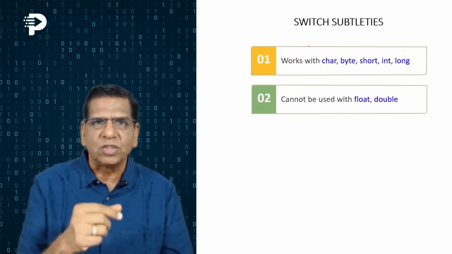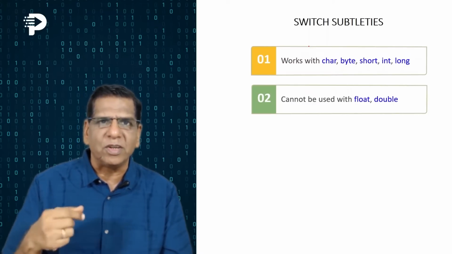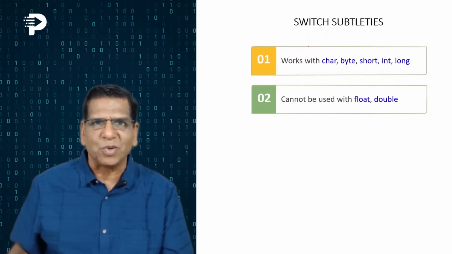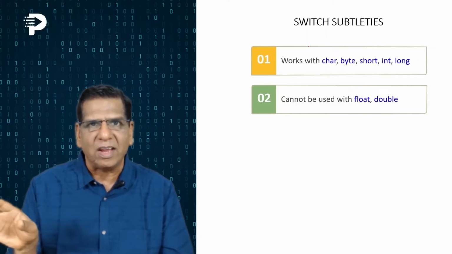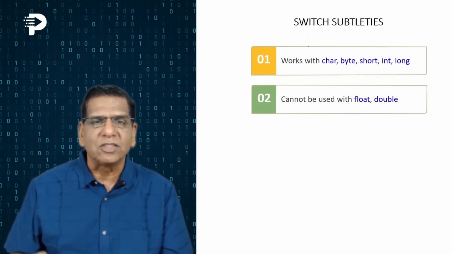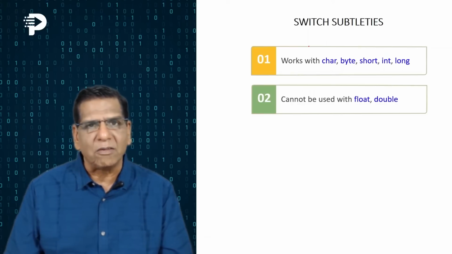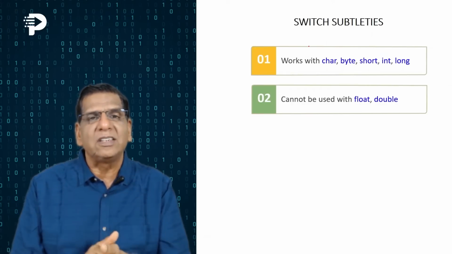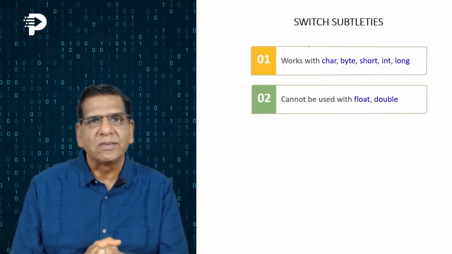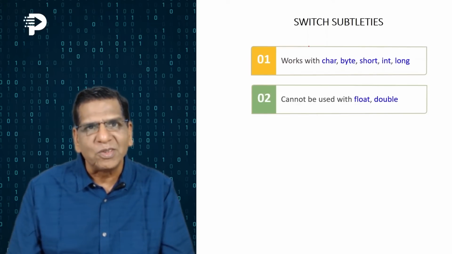Means tomorrow don't say switch A and then case 1.5, case 2.5, case 3.5, case 4.5. That's not going to fly. You cannot check against float values, you cannot check against double values. Then what if I am genuinely interested in checking against float values? Well, who prevents you from using if?